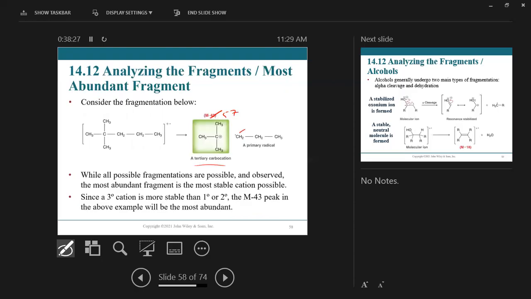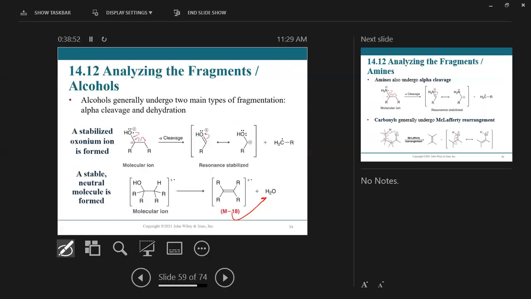Just want to come back to this one. 12, 12, 12. This is 36. So if they're saying that this is 57 right here, but they're saying that you have a loss of 43, then this right here is 43, this is 57. If you come to this example right here, they're showing you a loss of 18 right here. So that's what they're showing you.